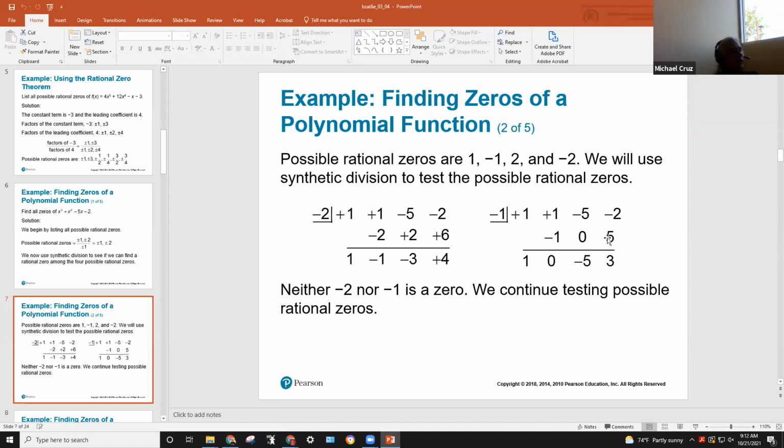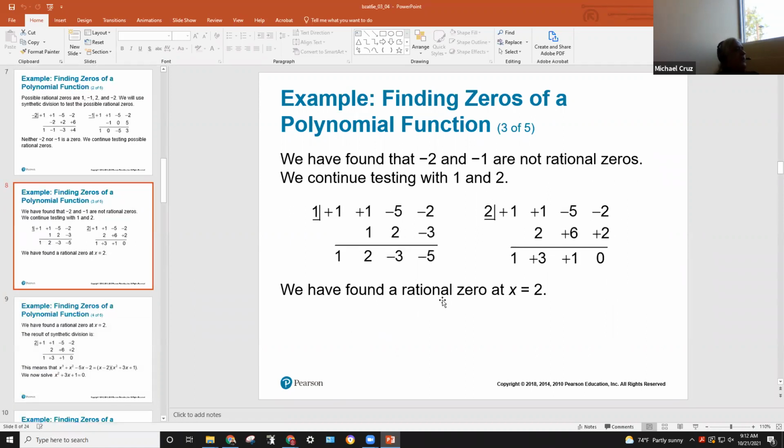Negative 1 times negative 5 is 5. Again, you're going to come up with 3. So this is not a solution, not a 0. They're doing this specifically in an order just to show you that it is possible you might not get it until the very last one. But in any event, now they're doing 1 and 2. They're doing the positive ones.